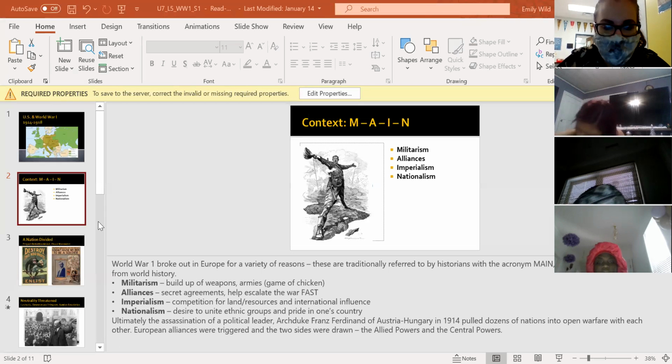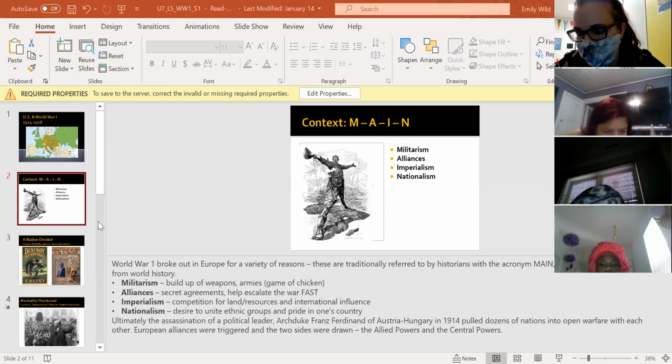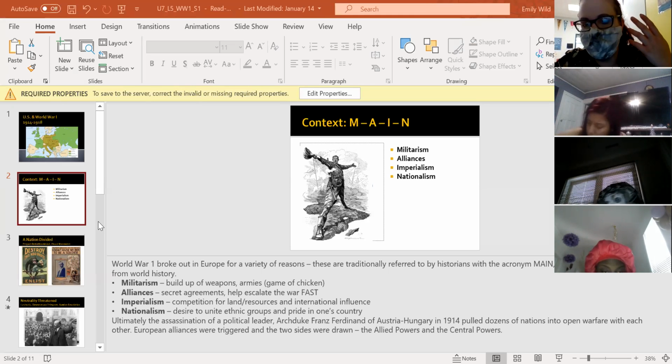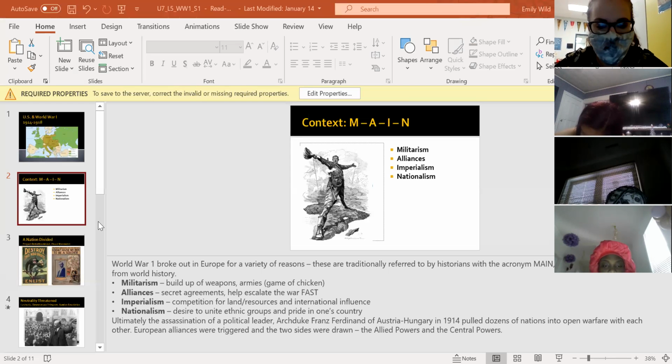And finally, we have N, which stands for nationalism. Nationalism is the desire to unite ethnic groups and pride in one's country. So it's basically, if you live in Germany, you are proud to be a German, and you are going to try to advance the status of Germans if you are a nationalist. These are the four main overarching causes of the start of World War I.